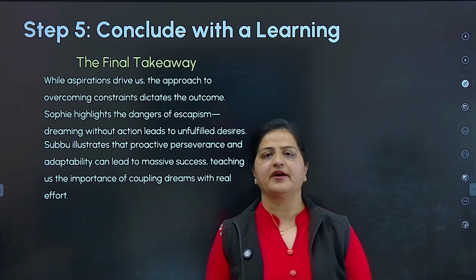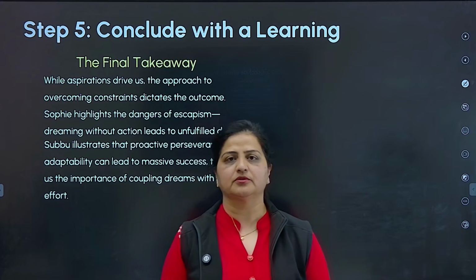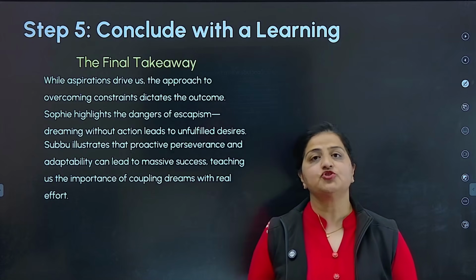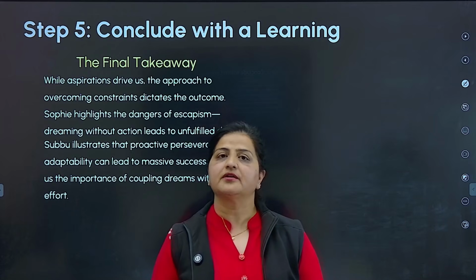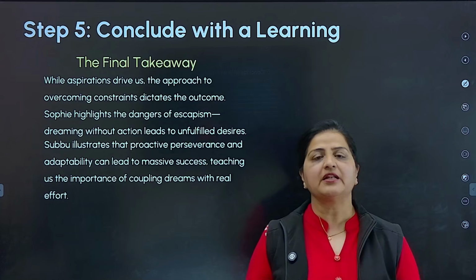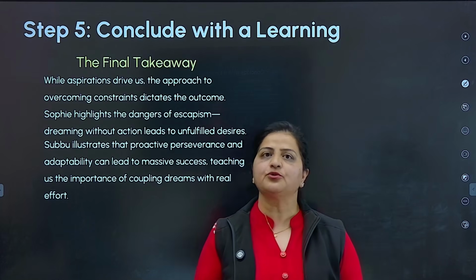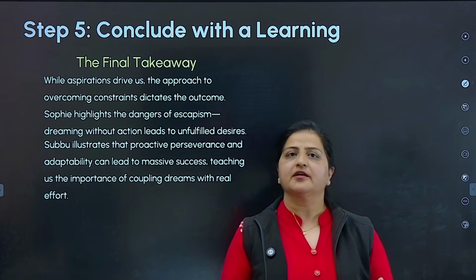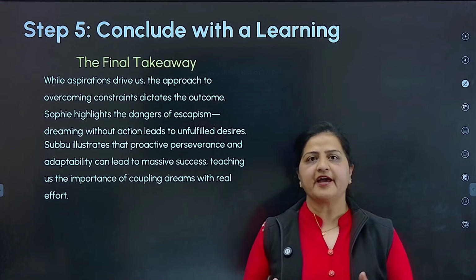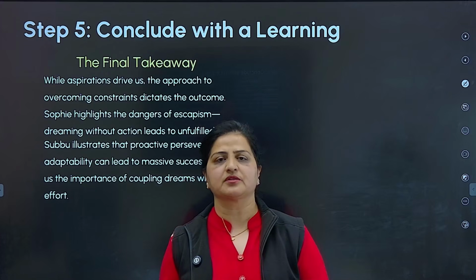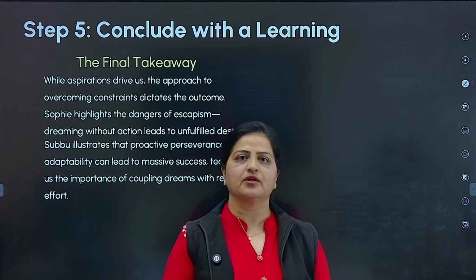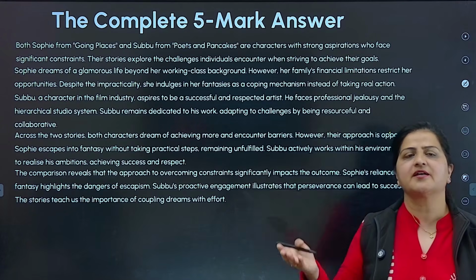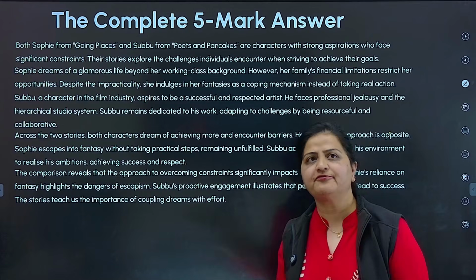Finally, step 5. How do we conclude? What did we learn? We learned that dreaming is great, but dreaming without actions like Sophie will lead to unfulfilled desires and sadness. But if we combine the efforts with the dreams, just like Subbu, it will lead to success. Now this is our final draft, and let us understand all the 5 steps that we have followed.